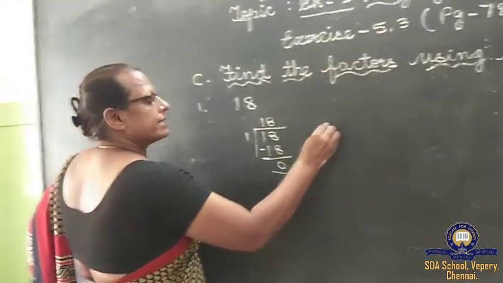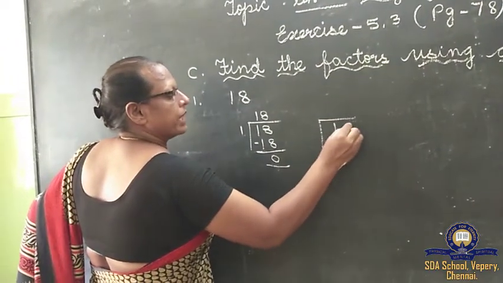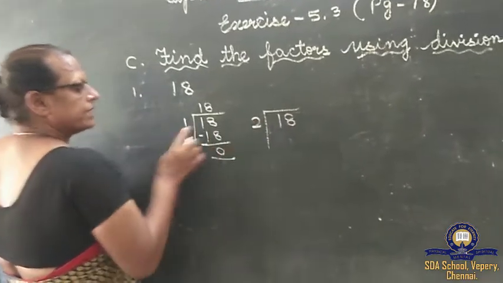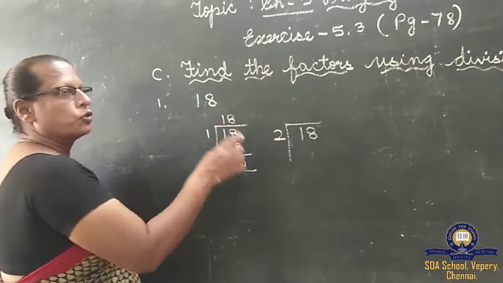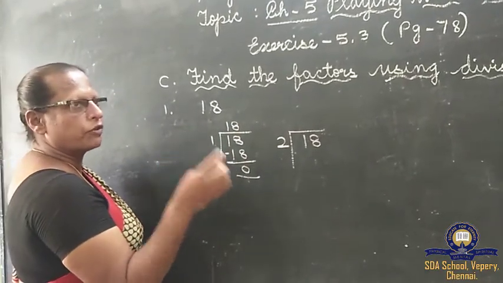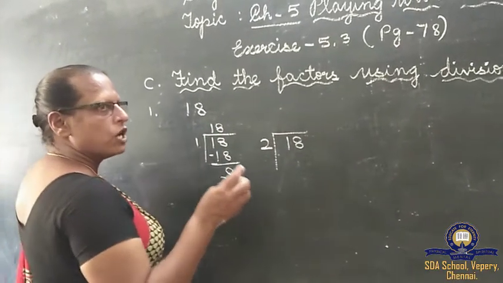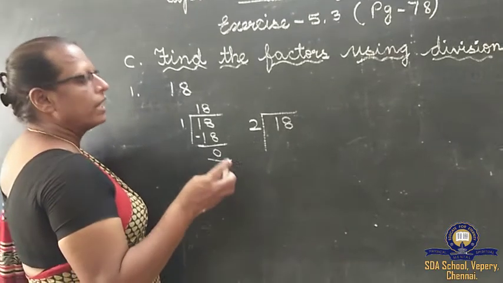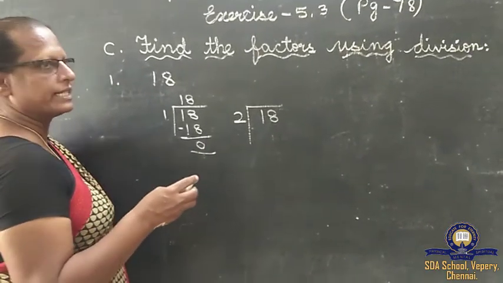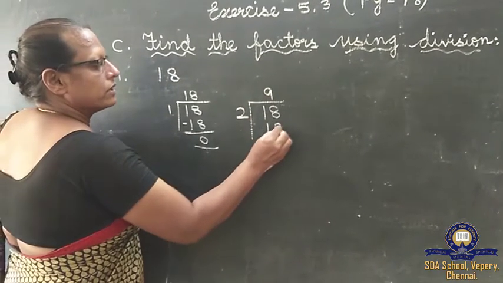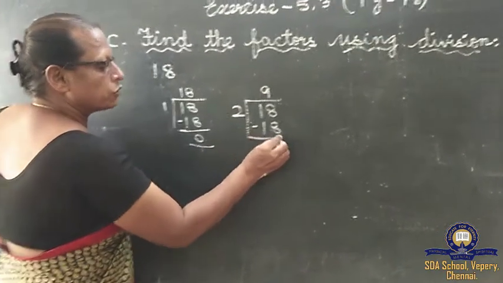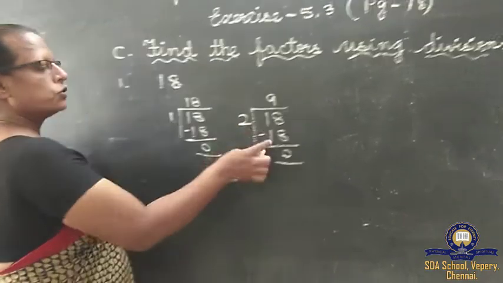Okay children? The second one, see, 18 I am writing, and in the second table. See, this is the first table and this is the second table. 2 1s are 2, 2 2s are 4, 2 3s are 6, 2 4s are 8, 2 5s are 10, 2 6s are 12, 2 7s are 14, 2 8s are 16 and 2 9s are 18. Understood? So it goes in the 2 table also.